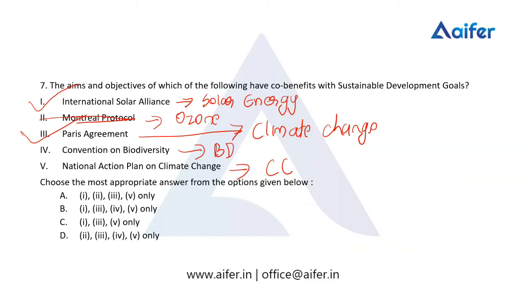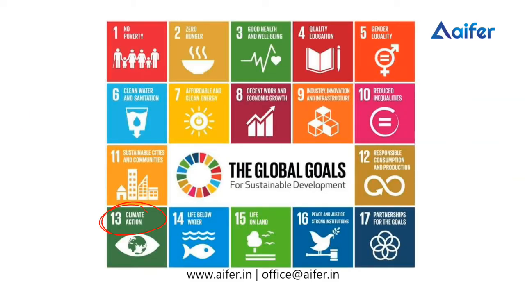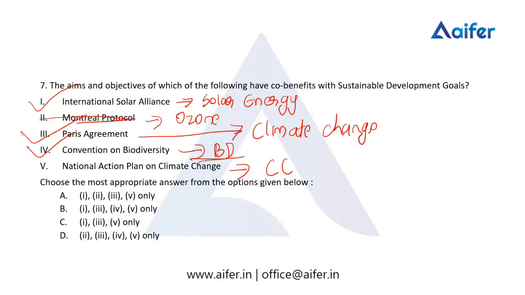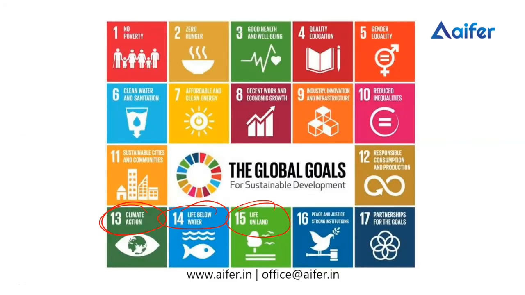Then we have the Convention on Biological Diversity. I hope you know biological diversity is about the diversity or different forms of animals, flora, fauna, plants, etc. available. So we have life below water, life on land, which is what we call biological diversity. So four also comes under the National Action Plan on Climate Change.